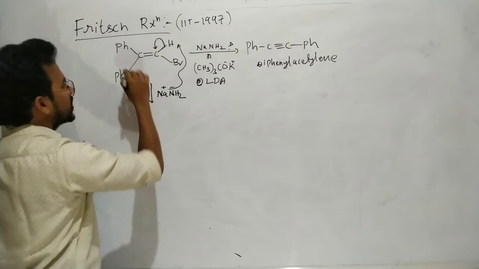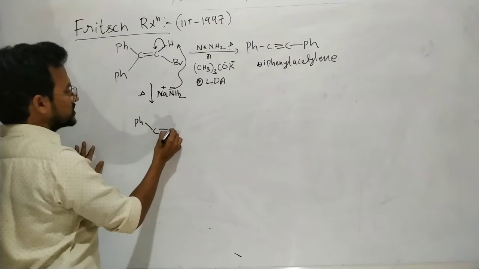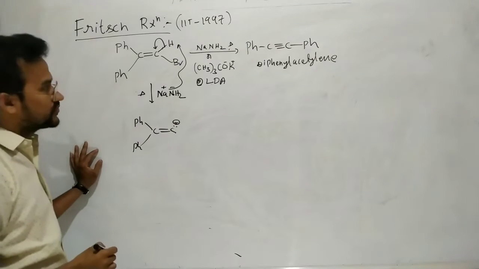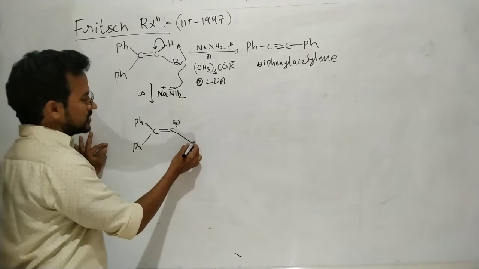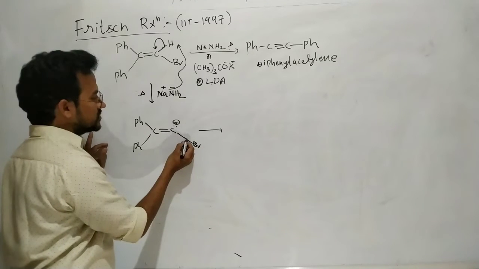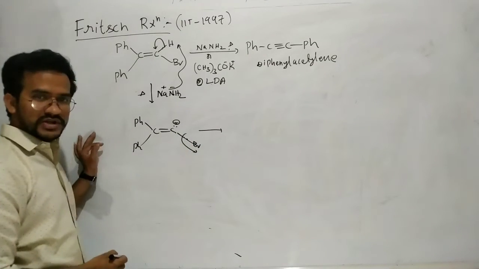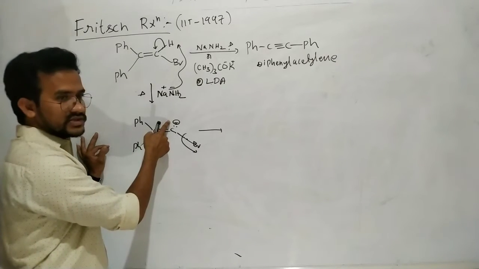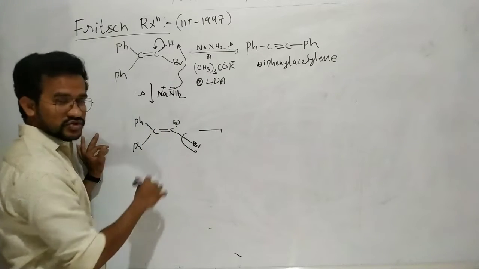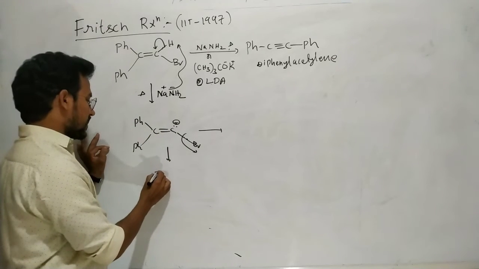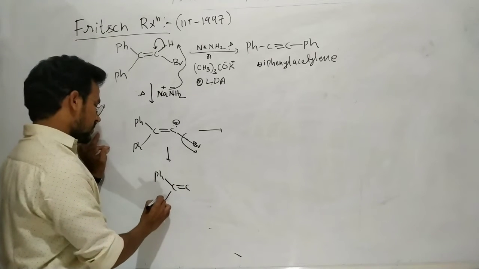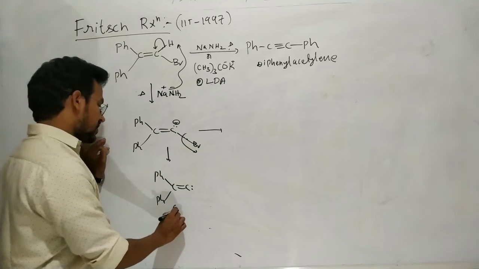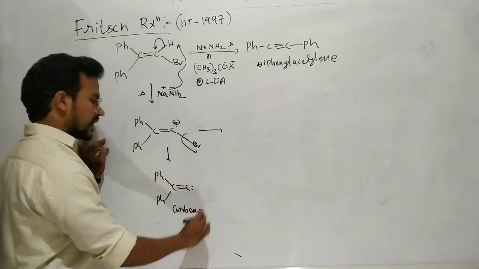That means this carbon gains 2 electrons, so the double bond carbon carries a negative charge. Next, this one further loses Br minus, so the carbon carries a positive charge. Already there is a negative charge here and a positive charge, so that becomes neutral. So we get the PhC double bond C with Ph, and these 2 electrons without any charge. This is the carbene.